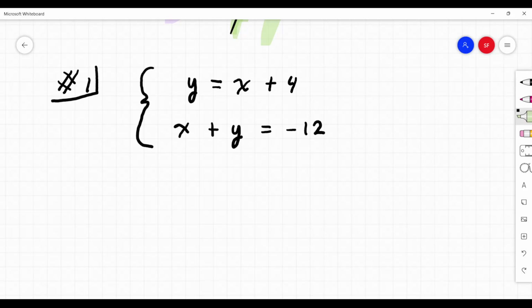If we're going to solve this one with substitution, what would we do first? We would plug in x plus 4 for y. Does that make sense, Nate? So y equals x plus 4, and then it would be x plus x plus 4. Yes, I did mean that. Thanks. Trying to keep you on your toes.